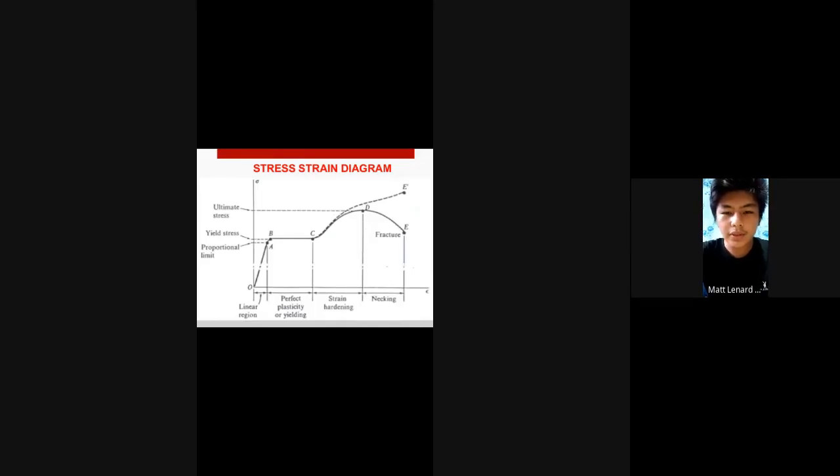So this is the stress-strain diagram as represented later. We have the ultimate stress, yield stress, and proportional limit on the left side. Then on the bottom side, we have the linear region, perfect plasticity or yielding, strain hardening, and necking. And at the top is the fracture. So this is the whole stress-strain diagram for materials. Next.